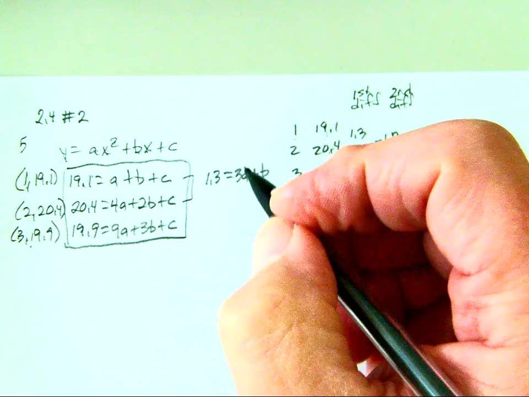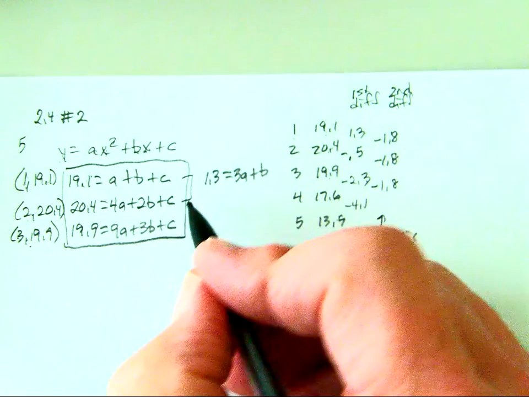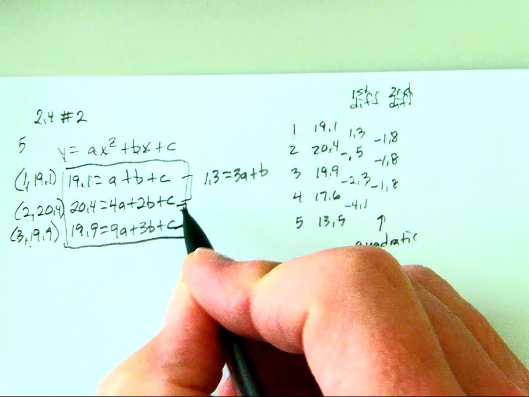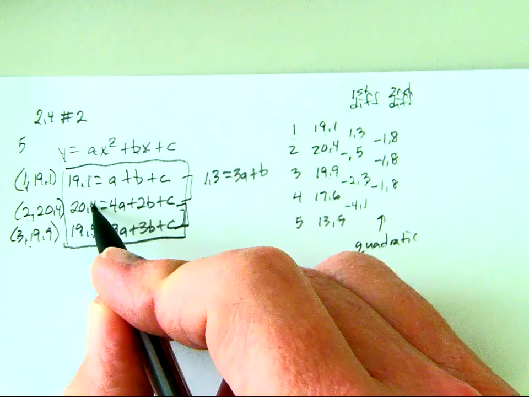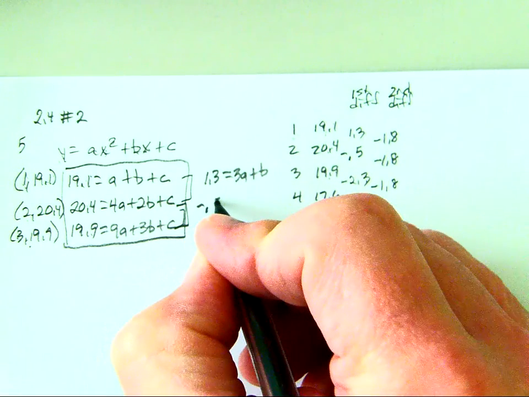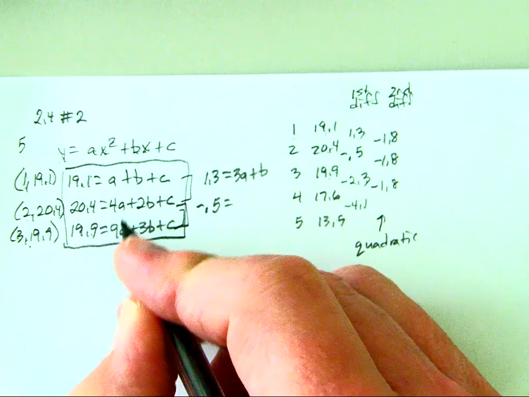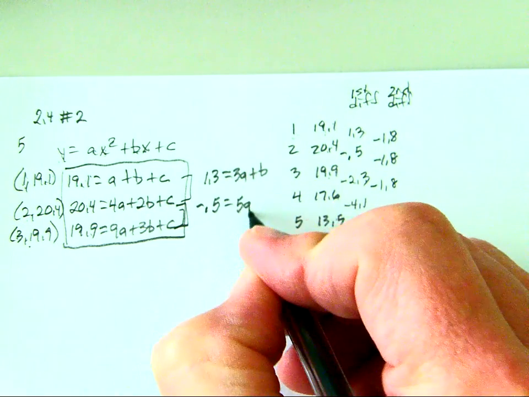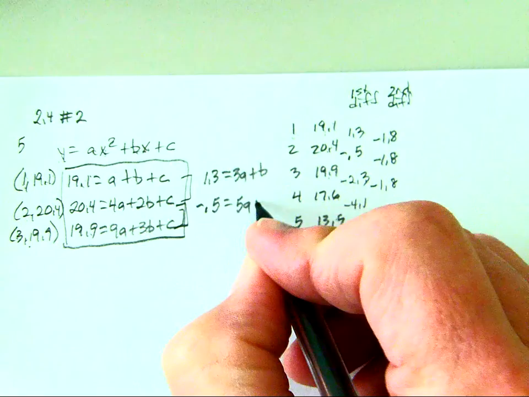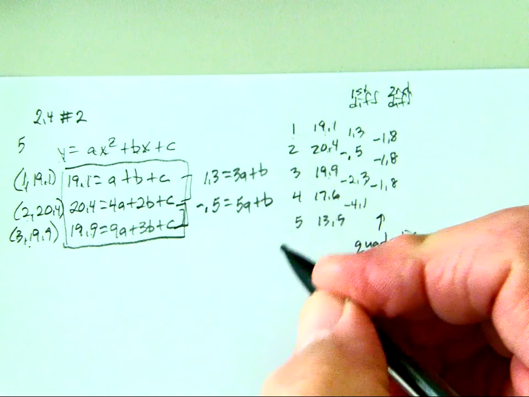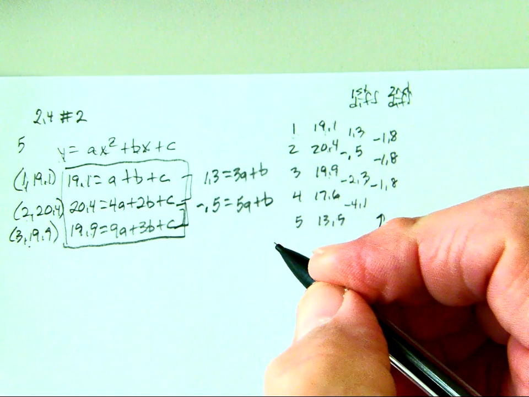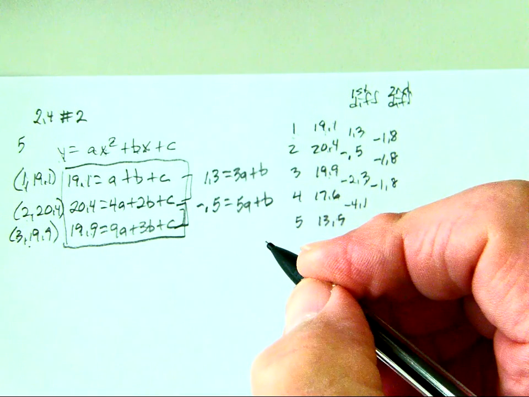Now pick another pair. It doesn't matter. Let's say we take these 2 here and subtract. 19.9 minus 20.4 is a negative 0.5. 9a minus 4a is 5a. 3b minus 2b is 1b. So I got rid of c. Now I have 2 equations with 2 variables.